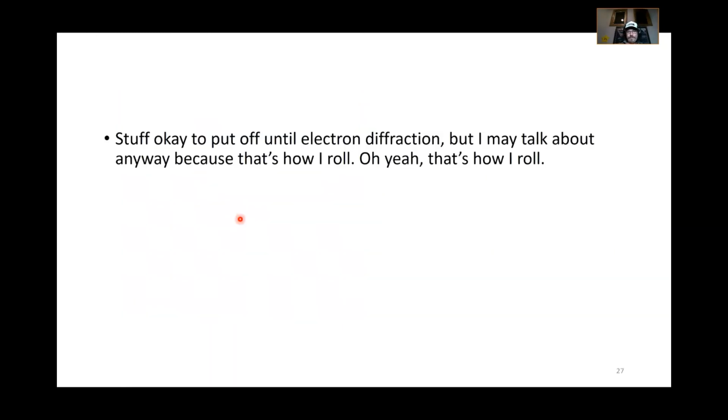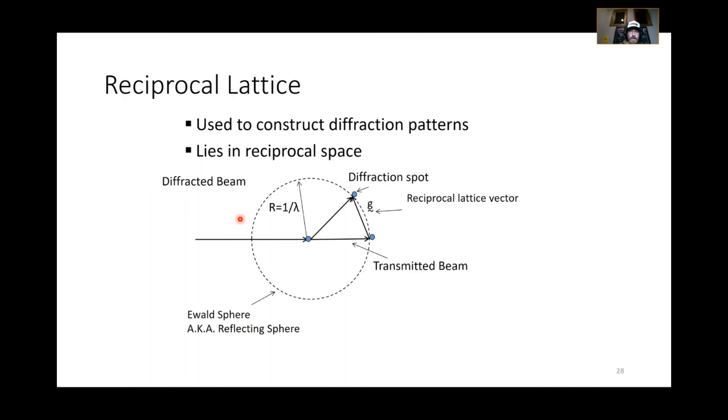I kind of debate whether to talk about this stuff now or talk about it later. I always save this stuff until electron diffraction, because you get a lot of material with X-ray diffraction. But I'll kind of go through it because that's how I roll. And so diffraction happens. I'm going to go over this really fast. We'll talk about it again with greater detail when we talk about electron diffraction. I'm going to just say reciprocal lattice diffraction spots.